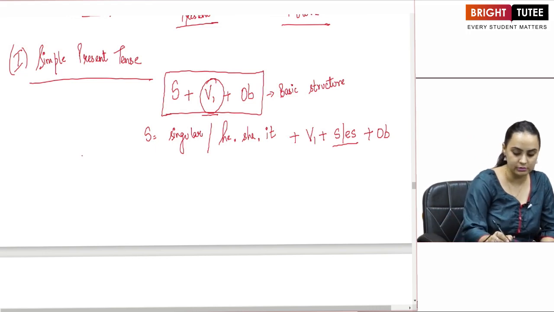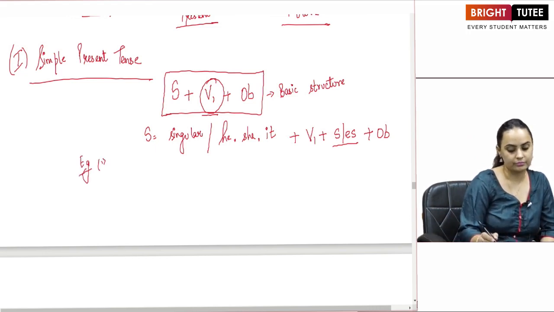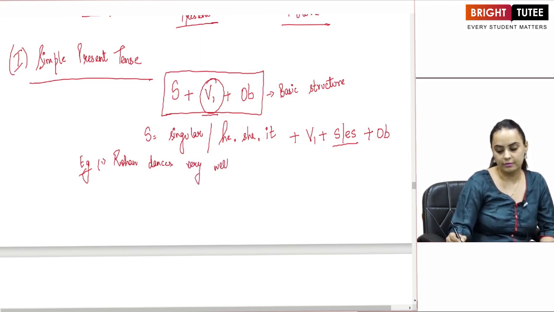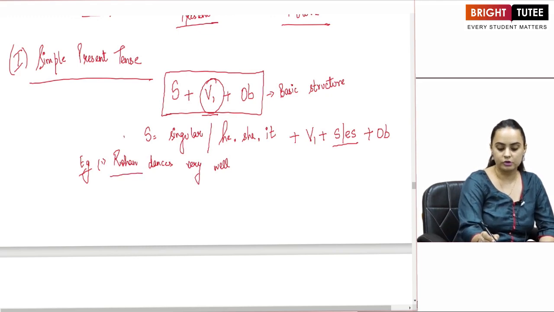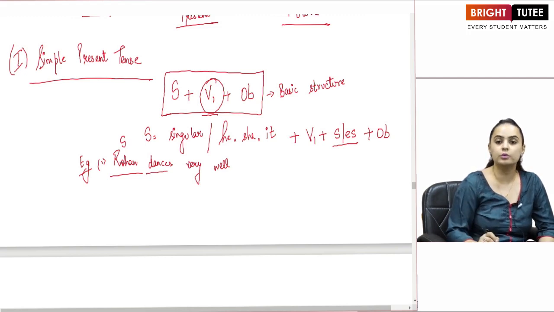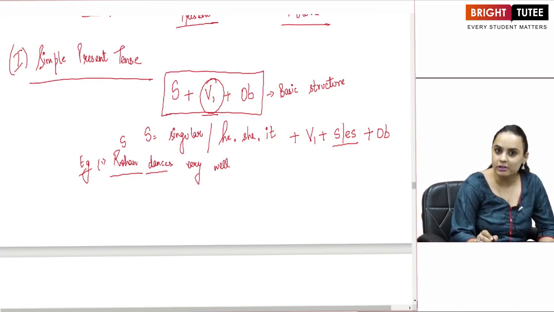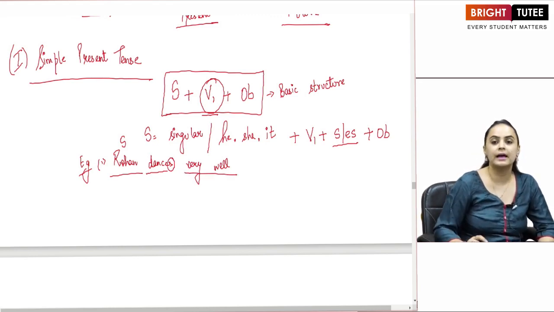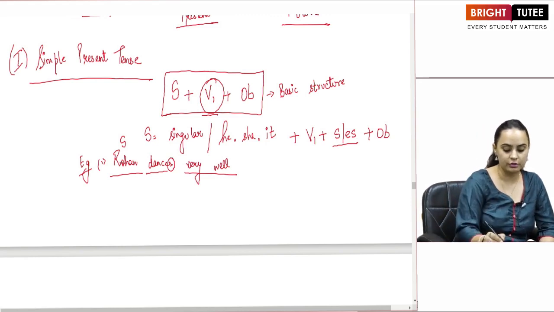For example, Rohan dances very well. What is my subject? Rohan is my subject. The first form of the verb is dance, right? Since my subject is singular, that is why I have added an s to the end of my verb, plus my object. I give you another example.